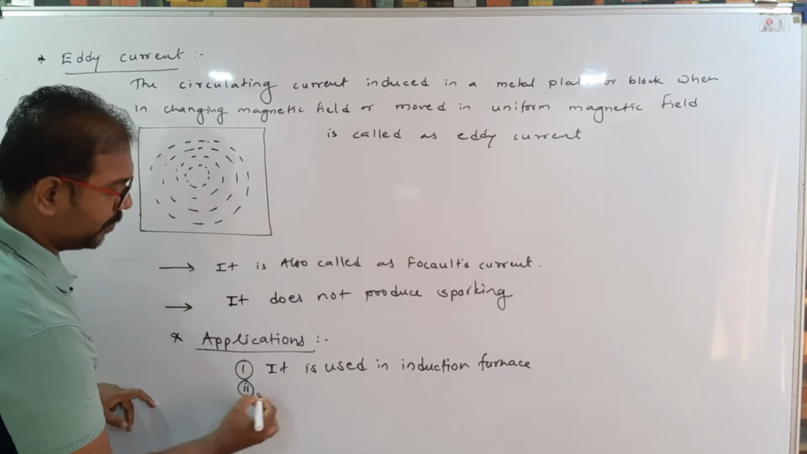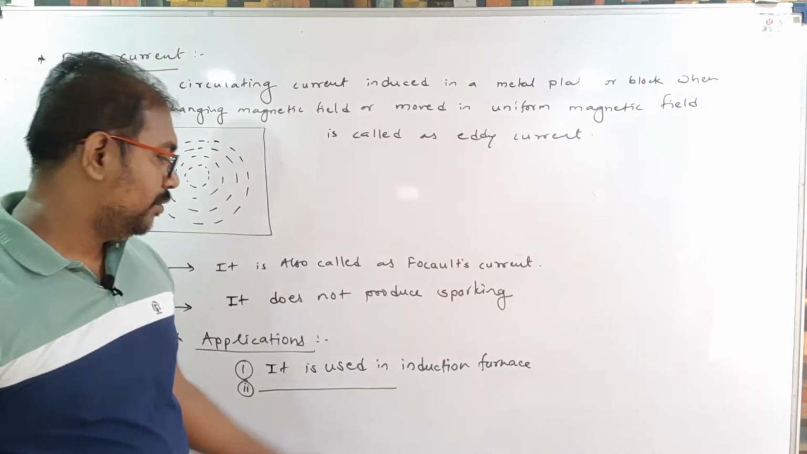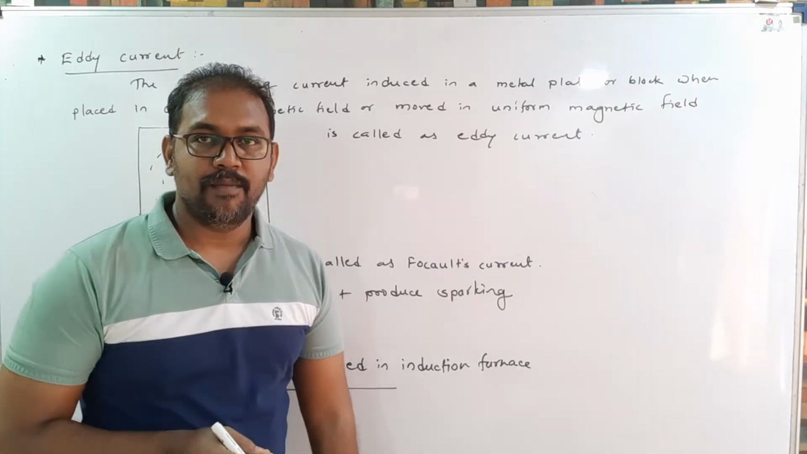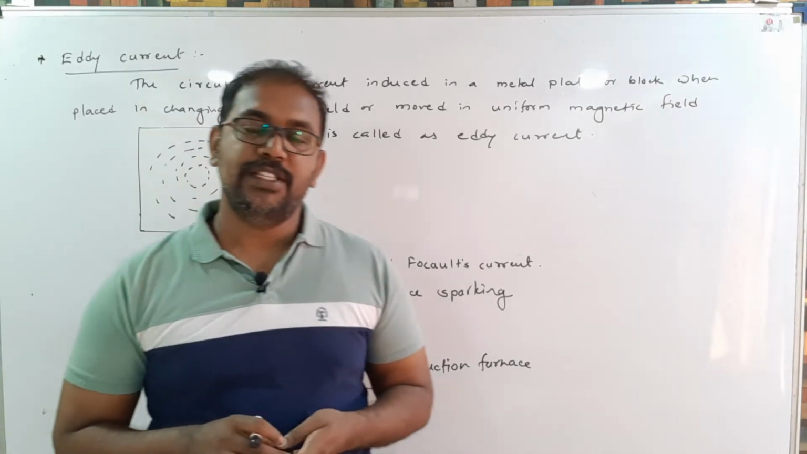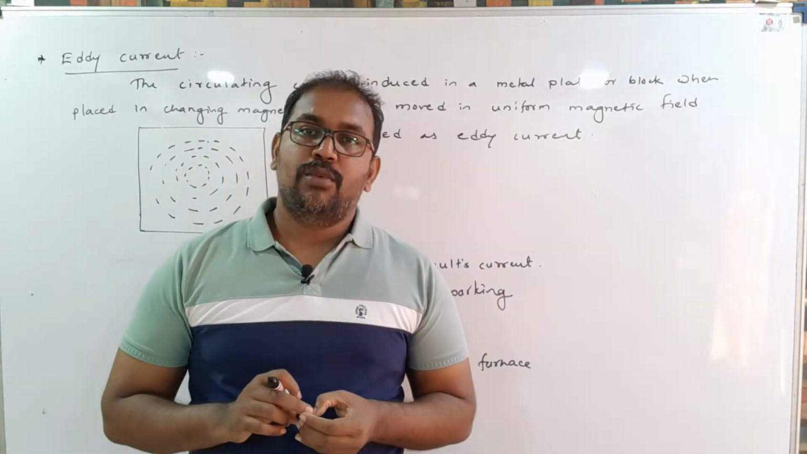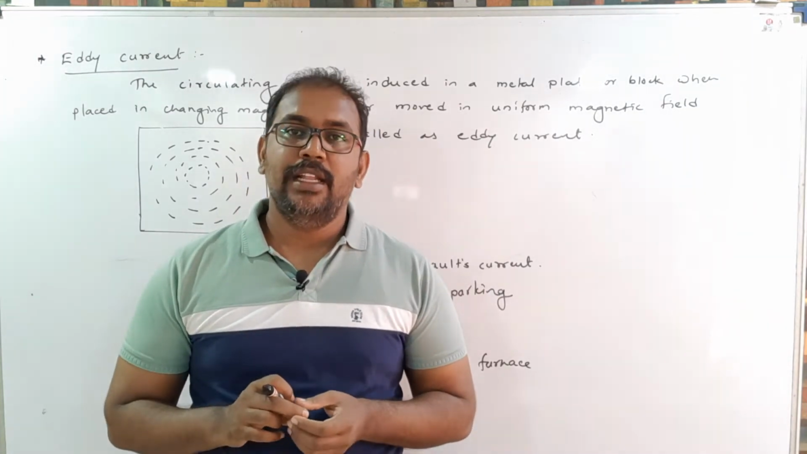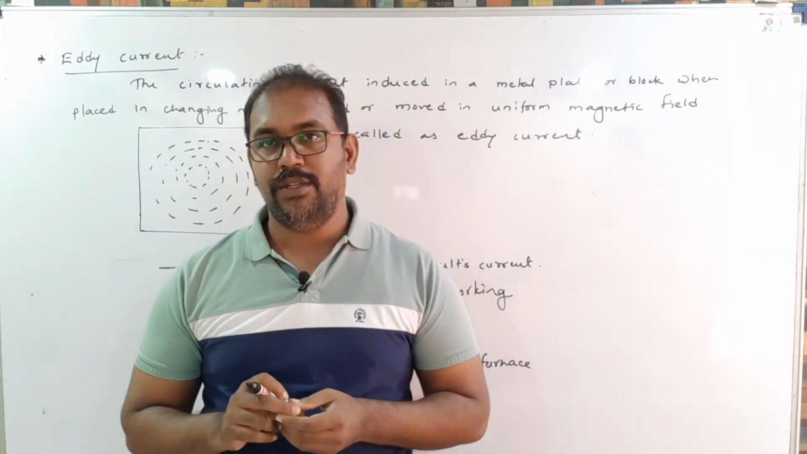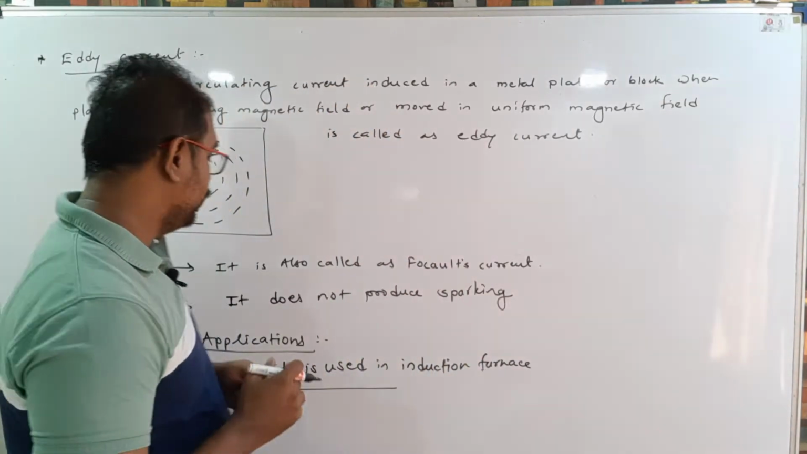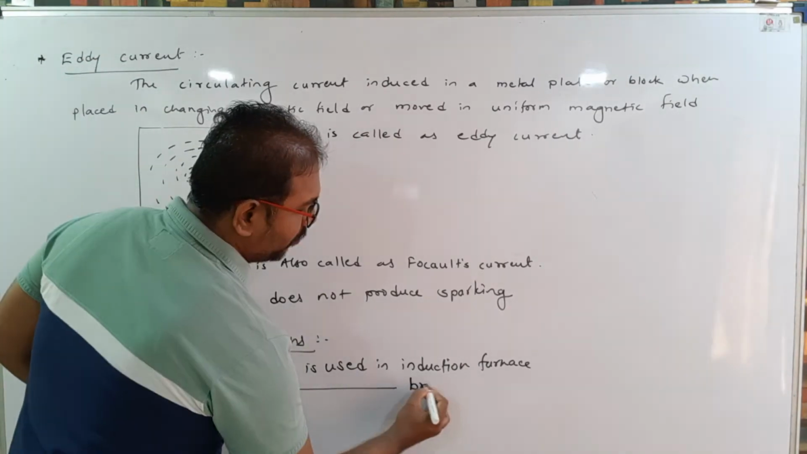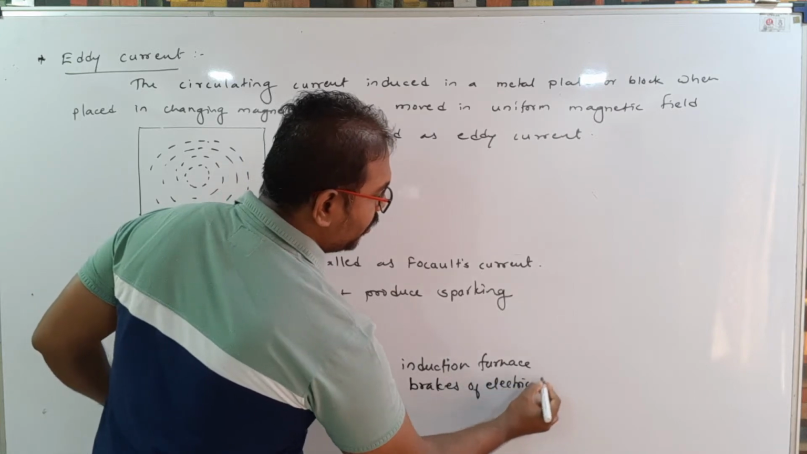Second application, it is used in brakes of electric trains. How can we use eddy current in the brakes of an electric train? When we produce eddy current in the wheel of the train, it opposes the motion of the wheel. Therefore we can use it in brakes of electric trains.